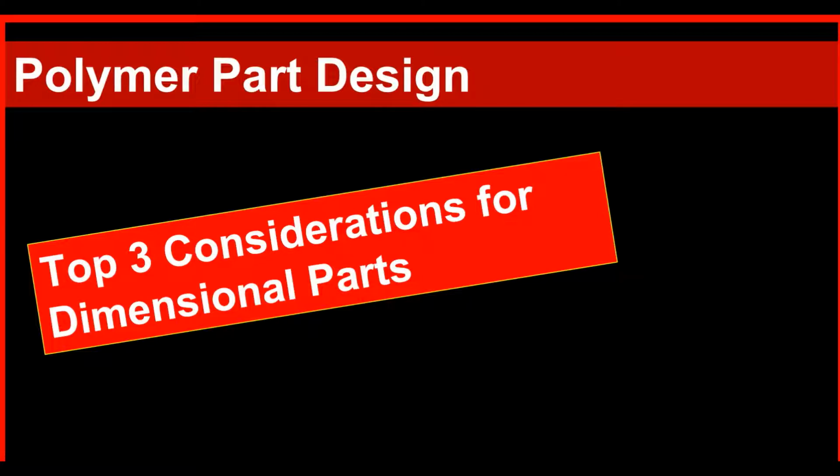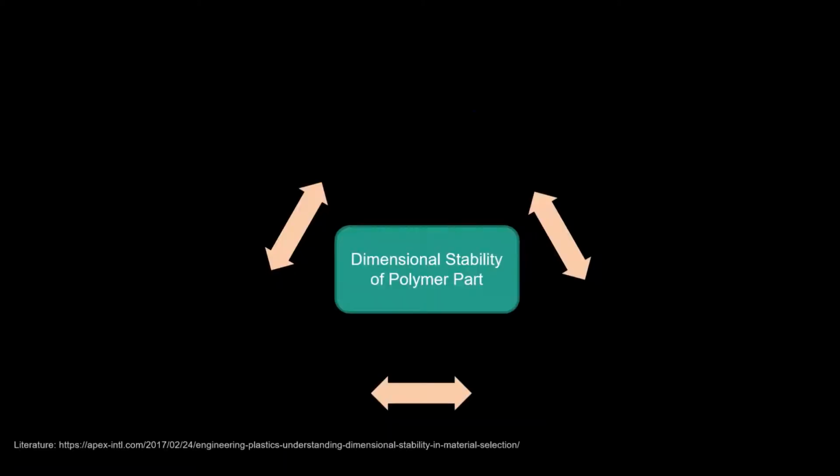So if it is a critical part where dimensional stability plays a key role, this needs to be considered during the polymer material selection process as well.